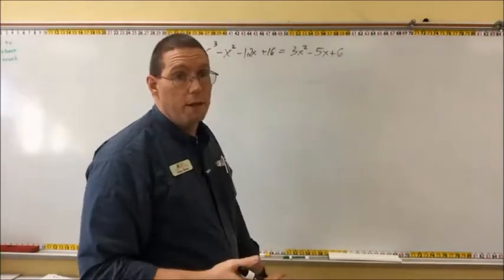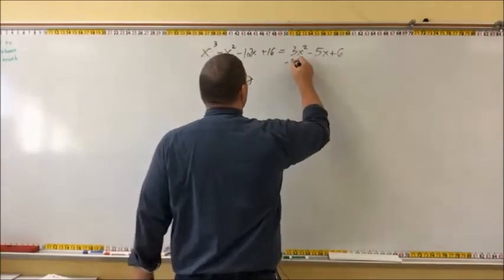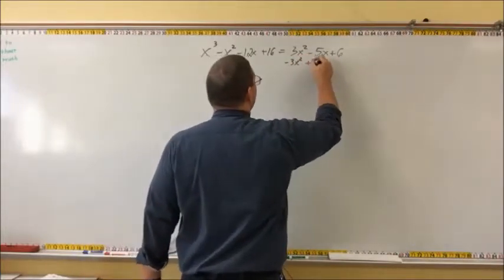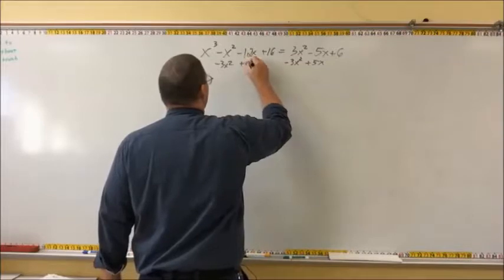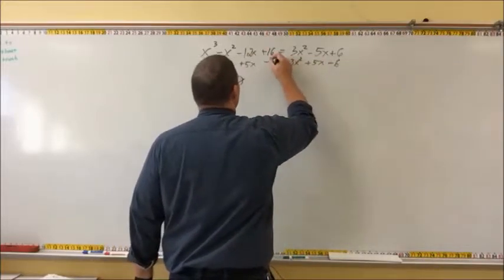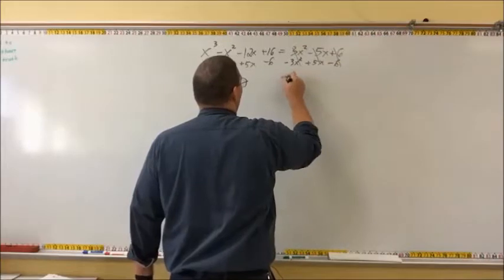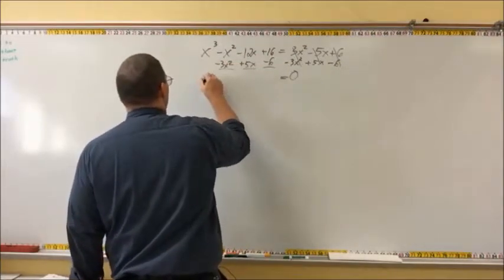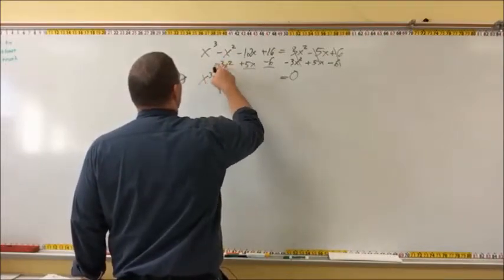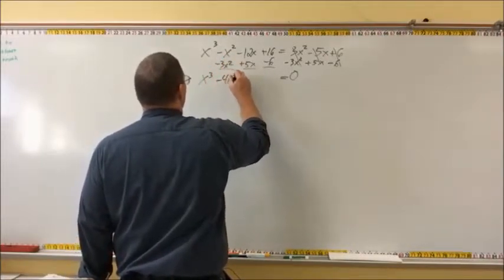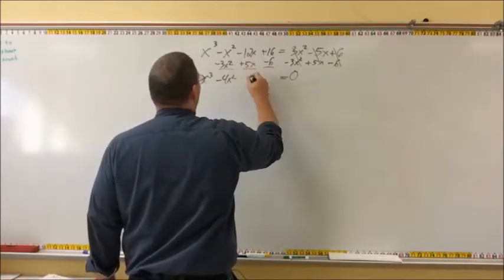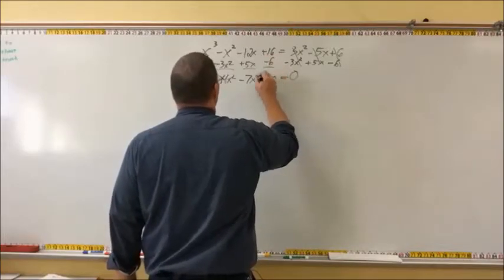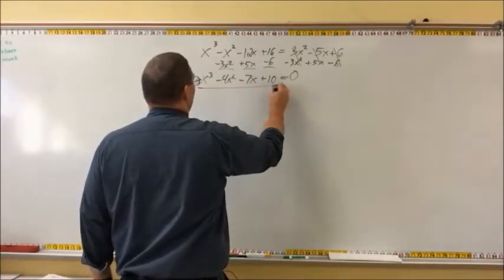We want to set the whole thing equal to 0, so we're going to subtract 3x squared from both sides, we're going to add 5x, then we're going to subtract 6. These are all going to cancel, and the whole thing is going to become 0. Now, bring down the x to the third. Negative x squared minus 3x squared is minus 4x squared. Negative 12x plus 5x is negative 7x. 16 minus 6 is 10. So here is our polynomial right here.